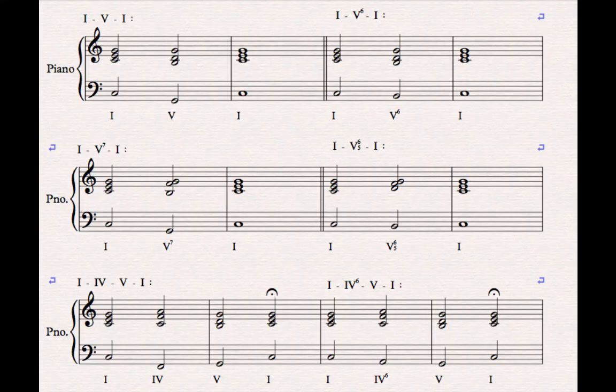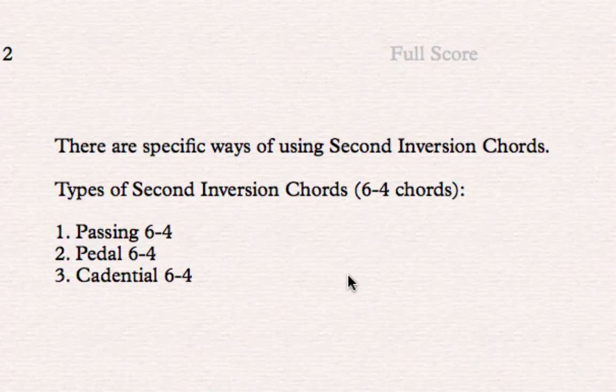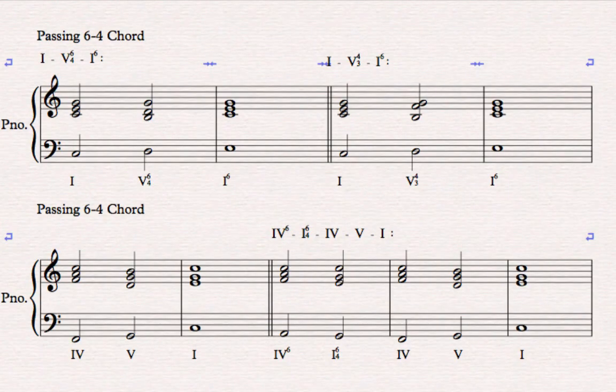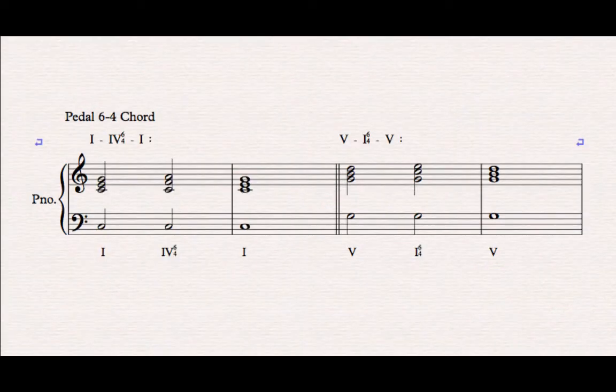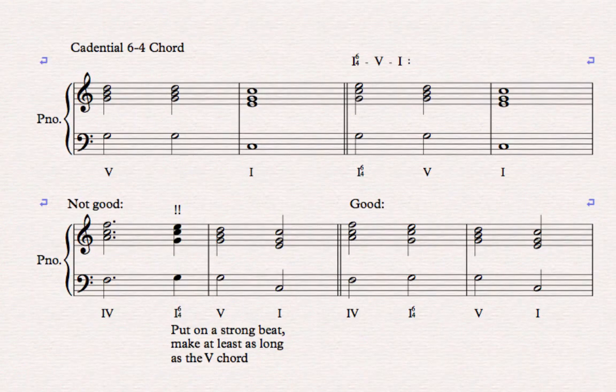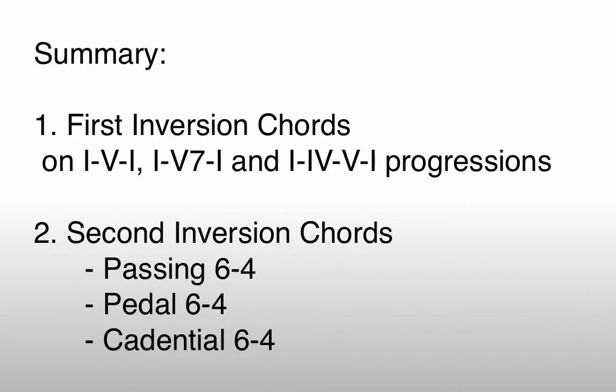So in summary, we've learned to use the first inversion chord on a 1-5-1 progression, 1-5-7-1 progression, and 1-4-5-1 progression. We've learned to use 3 types of second inversion chords called the passing 6/4, the pedal 6/4, and cadential 6/4. This is the end of the lesson in this video. In the next video, you will be introduced to sequential progressions.